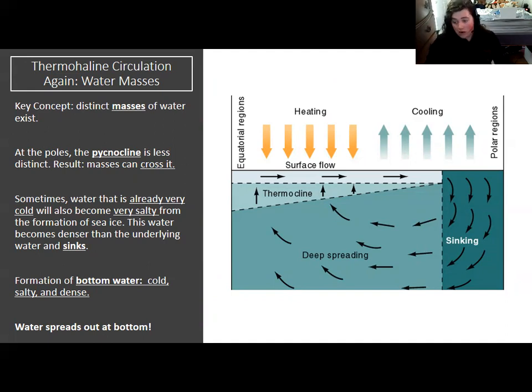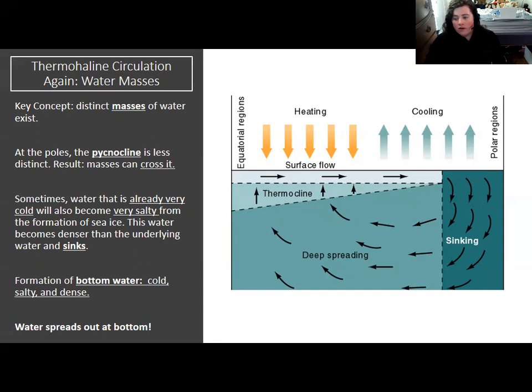So the remaining liquid water is now salty, and thus it's denser than the surrounding surface water. With the pycnocline not being as pronounced, this individual mass of colder, saltier water can simply sink down, and it does, and then spreads out away from Antarctica.